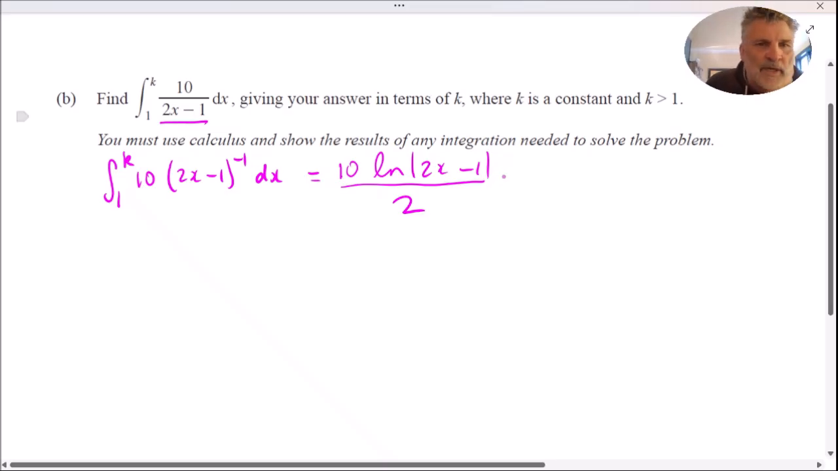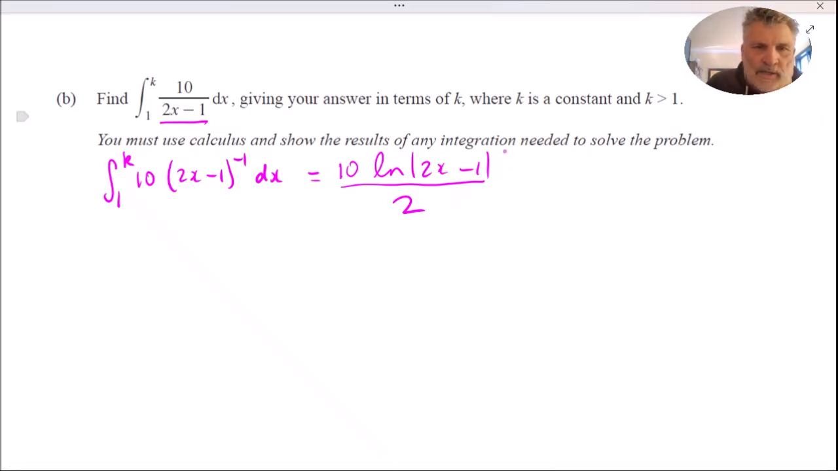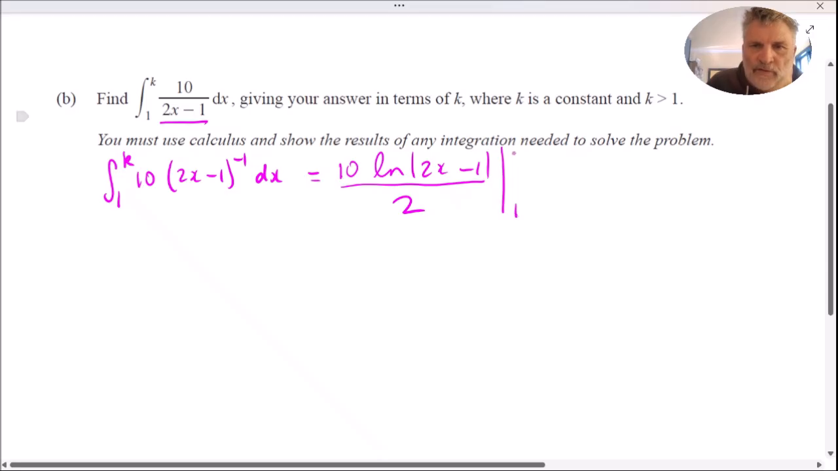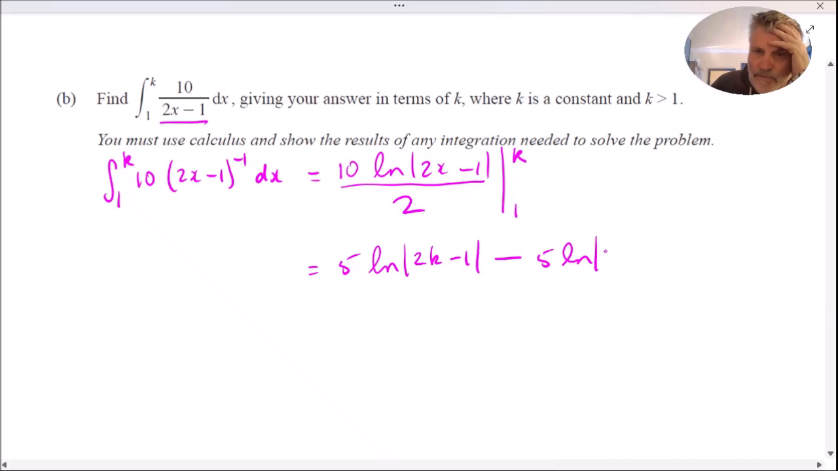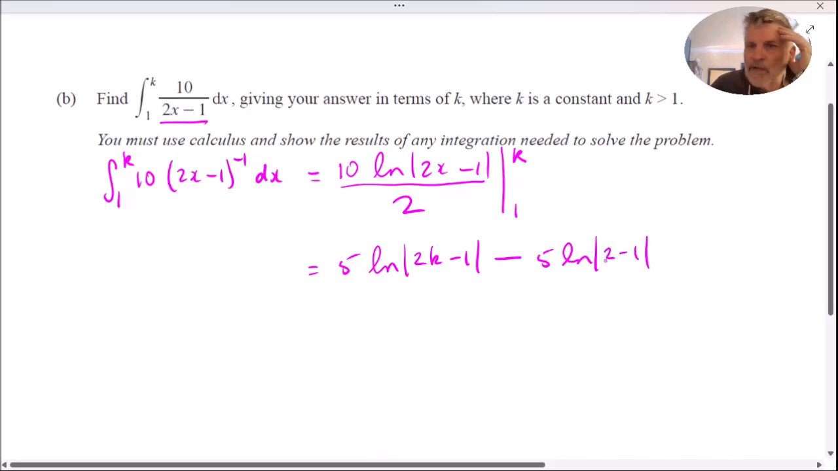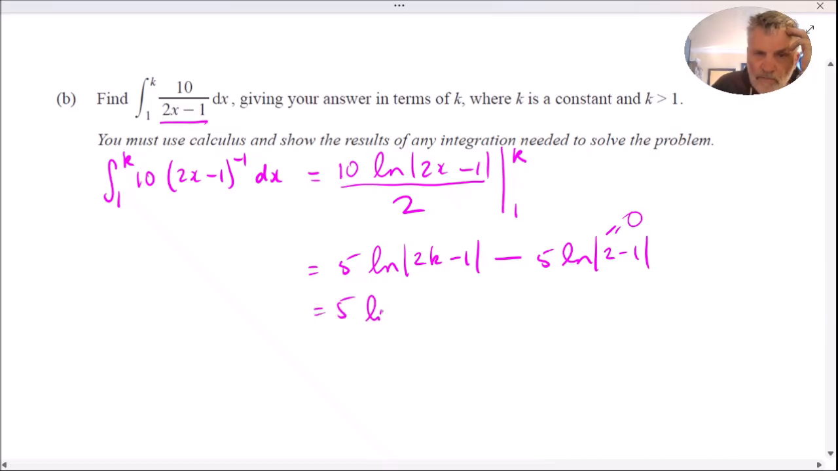And this is a definite integral, so we're evaluating at k and at 1. So this becomes 10 over 2 is 5, the logarithm of 2k minus 1, and then minus, it's still going to be 5 out the front, the logarithm of 2 times 1 minus 1. The logarithm of 1 is 0, so we just get this term here.